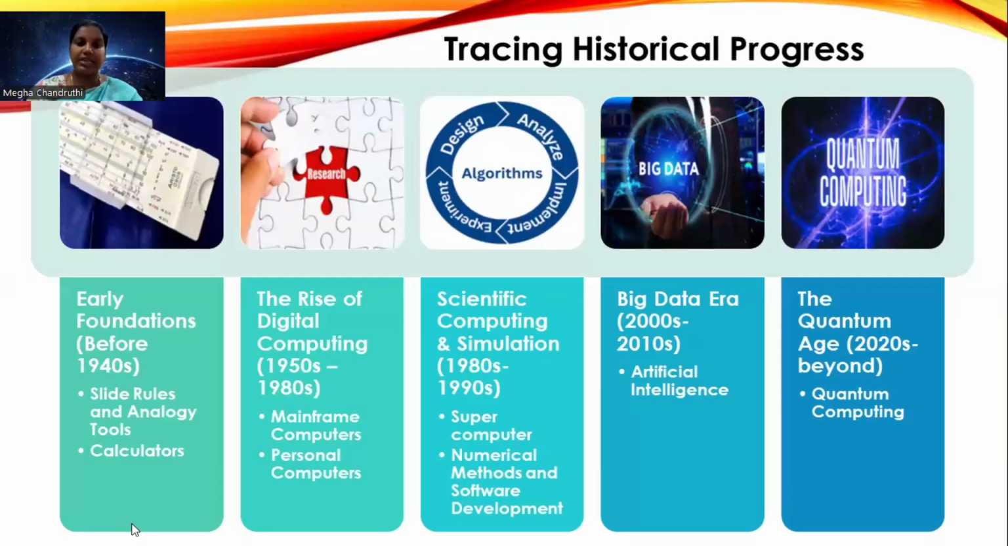And next is the rise of digital computing, 1950s to 1980s. So here two types of computers will come. One is the mainframe computer and one more is the personal computer. Mainframe computers were commonly used for commercial purposes, for example in hospitals. As you have observed, heartbeat rate and blood pressure, they will all be using these mainframe computers.